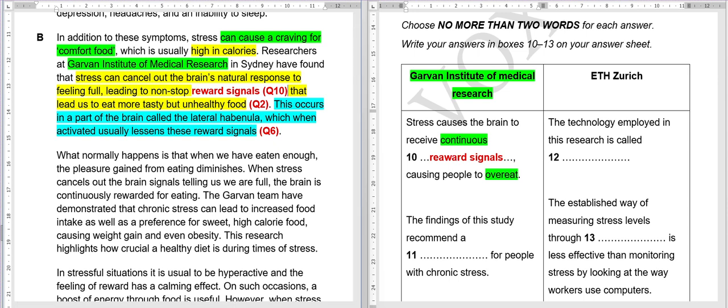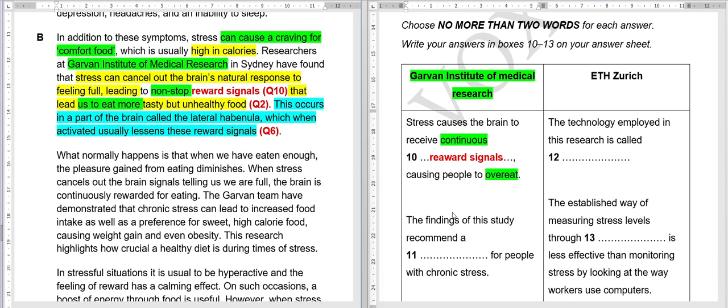Where it is written continuous, how is it paraphrased? For continuous, they have written non-stop. So non-stop basically means continuous, one and the same thing. Overeat, eat more, lead us to eat more tasty but unhealthy food. So we are overeating. I hope it is clear.